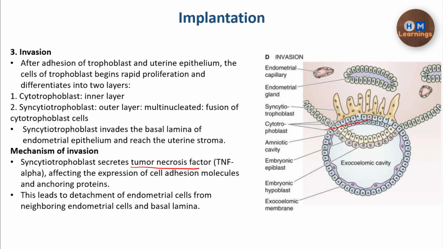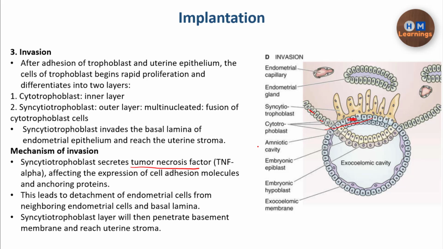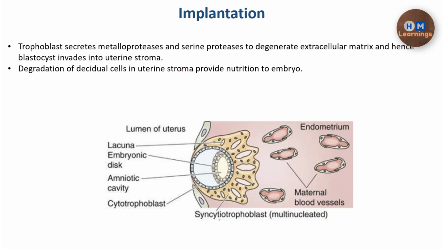So these are the endometrial cells now. They are going to be detached from each other, and also detached from the basal lamina. Then they are going to penetrate and reach the uterine stroma. After reaching the uterine stroma, it is going to release metalloproteases and serine proteases to degrade the extracellular matrix and further invade the uterine stroma.